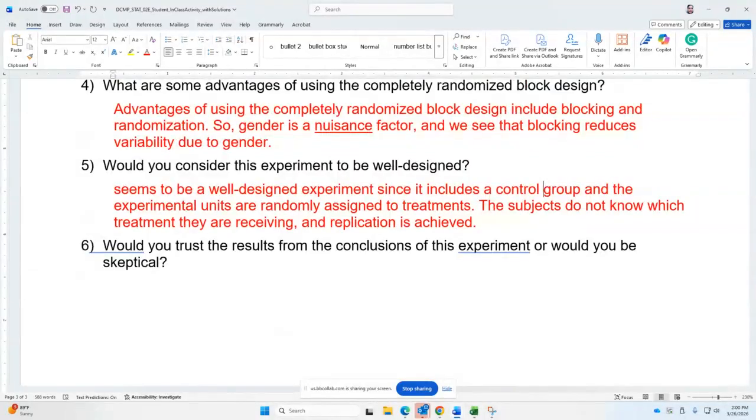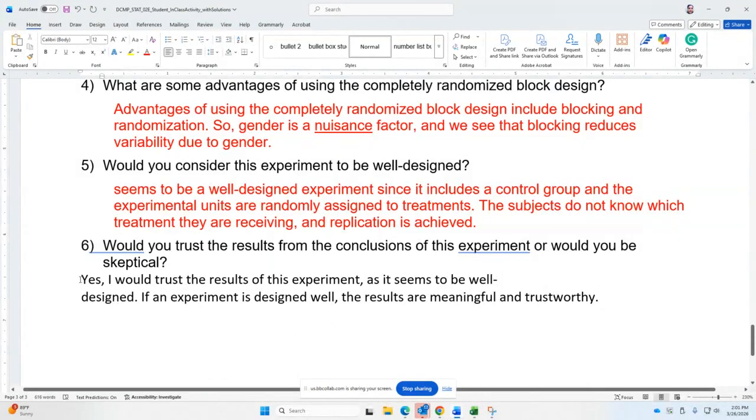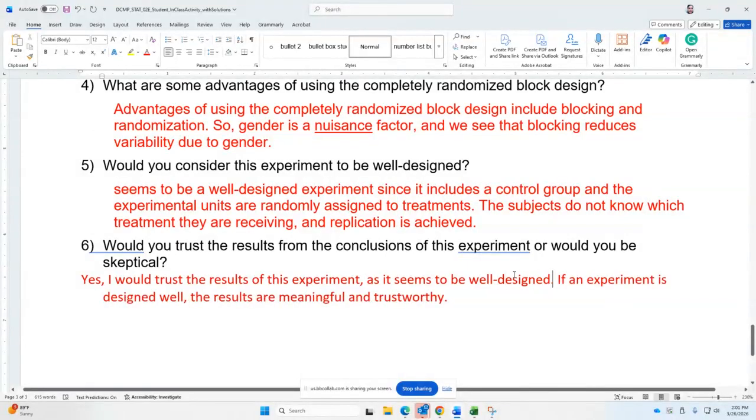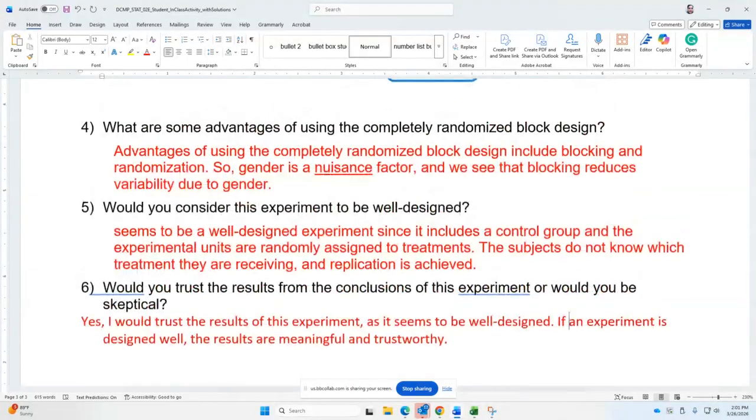Would you trust the results from the conclusions of this experiment, or would you be skeptical? Yes, I would trust the results of this experiment. Why? It seems to be well designed. It's a key component. If it's an experiment and it's well designed, the results are meaningful and trustworthy, right? So we need to know what a meaningful and well-designed experiment is. So let me just list them for you.